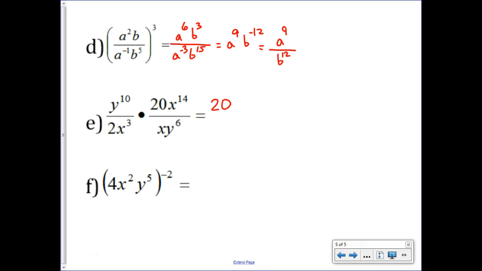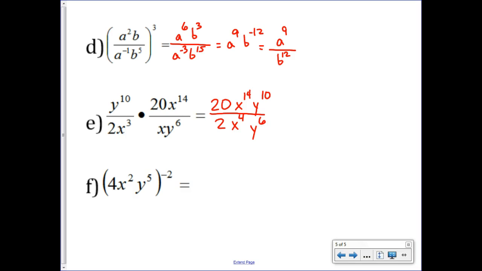So I have 20 x to the 14th, y to the 10th, over 2x to the 3rd. Oops. I have another x down there on the other side. So x to the 3rd and x to the 1st. That gives me x to the 4th. And then I have y to the 6th.